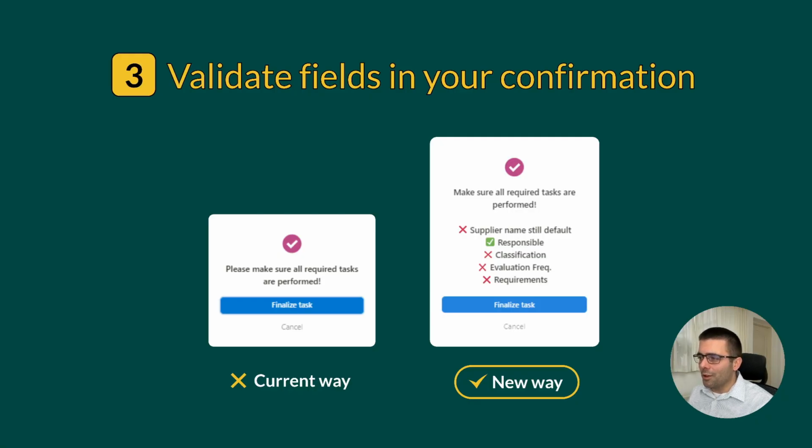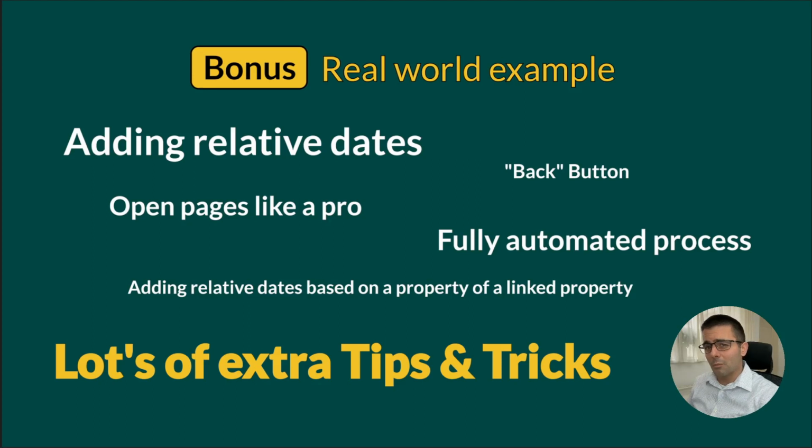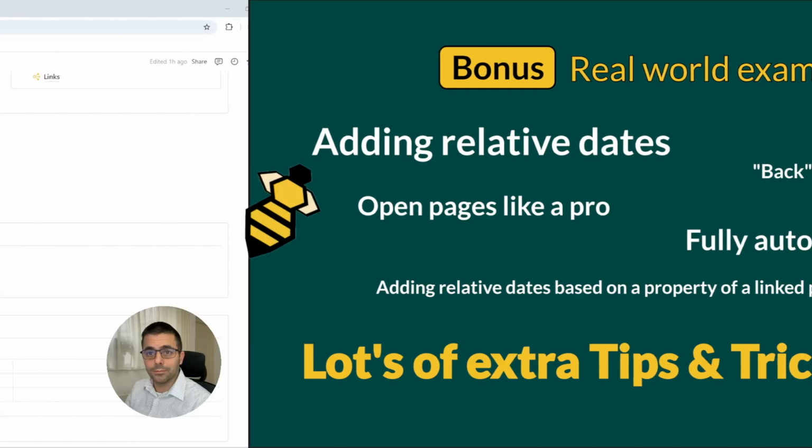But what if you can also validate user input in your workflow? What if there's a way to show the user which properties you should have filled before proceeding? Wouldn't that be awesome? And I realized that this might all be a bit theoretical, so in the end I'll show a real-life example with lots of extra tips and tricks, so I'm sure it's worth sticking around for that.